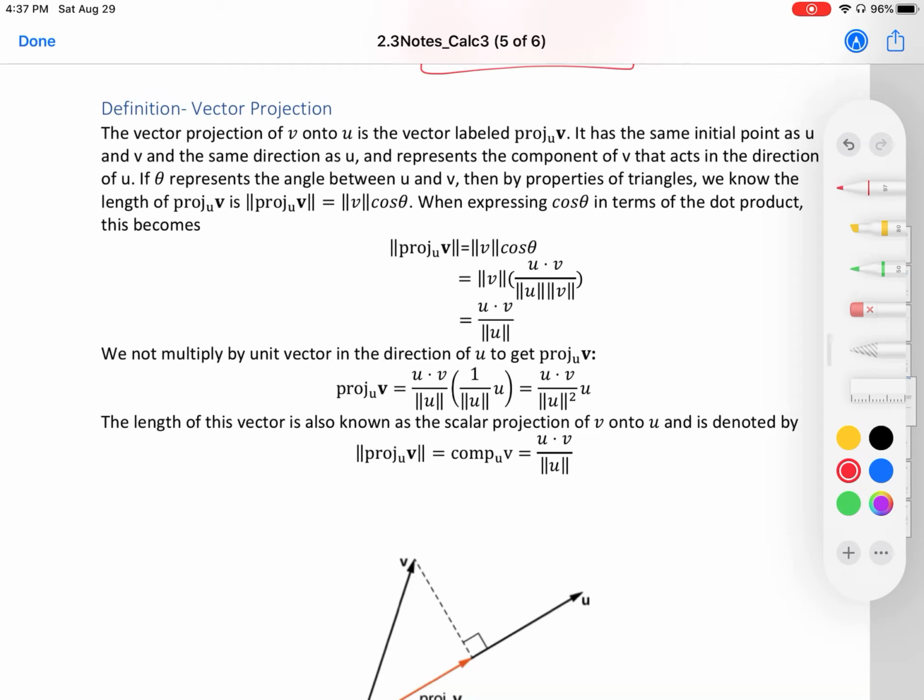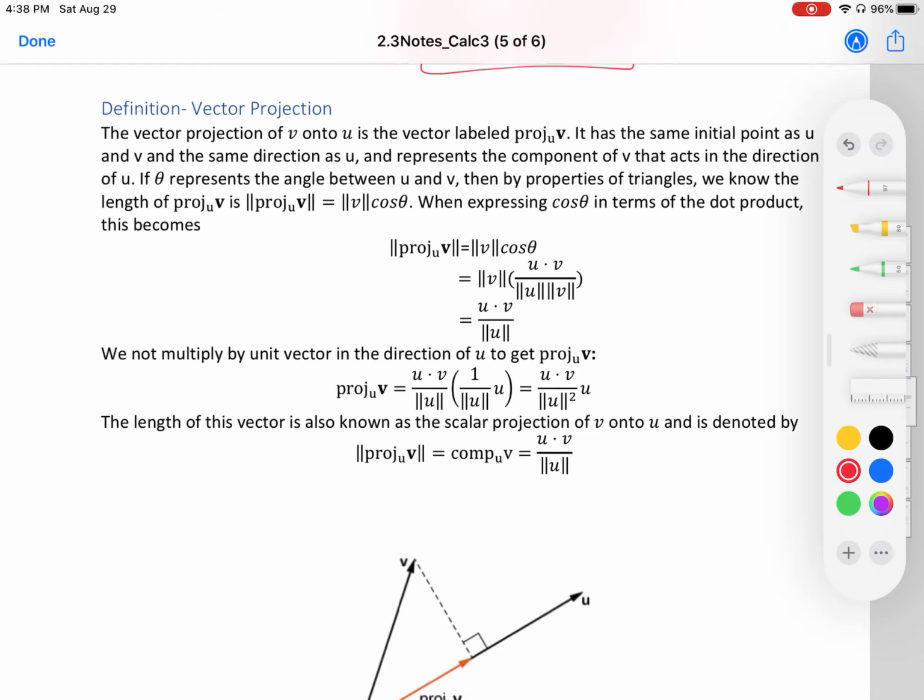Definition for vector projection. The vector projection of V onto U is the vector labeled projection of V onto U. It has the same initial point as U and V and the same direction as U, and represents the components of V that acts on the direction of U.